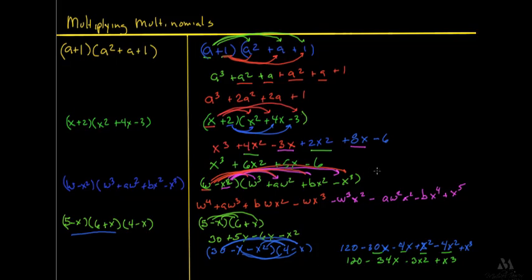So a quick wrap on multiplying multinomials. We take the first term and we multiply it times all of the other terms. And then we'll go to the second term in this multinomial and we'll multiply it times all the other terms. We'll combine like terms where we can, and that should give you your final expression.